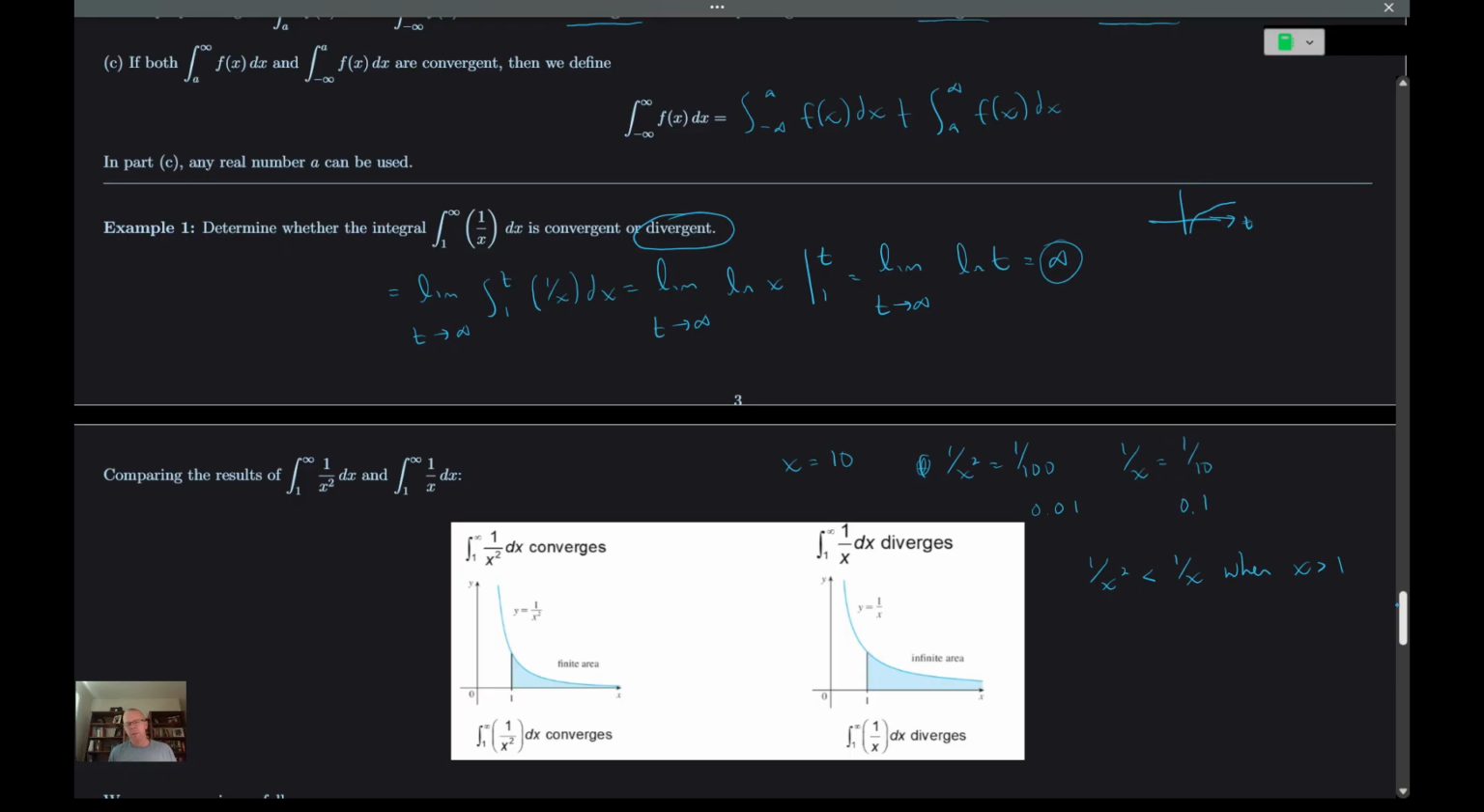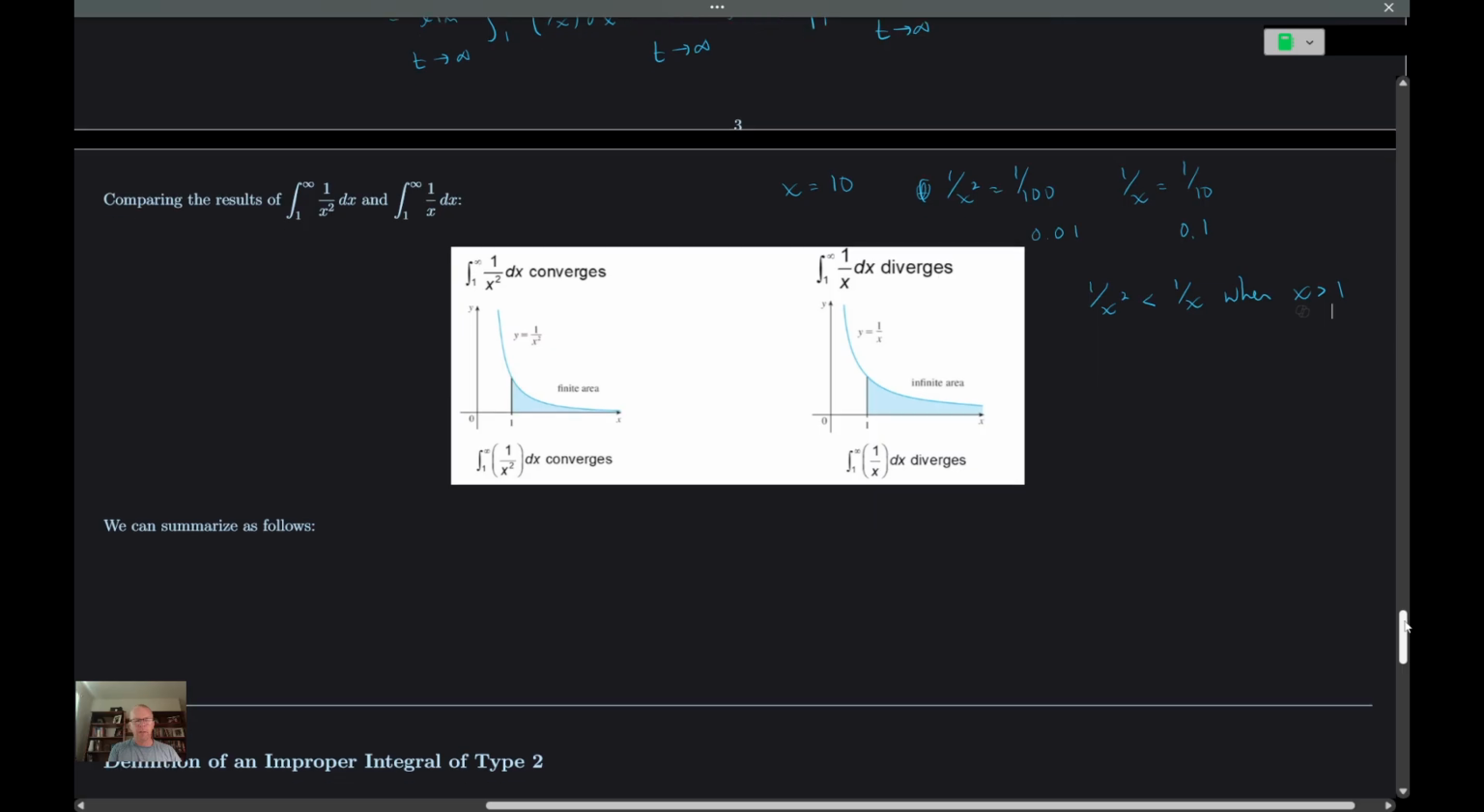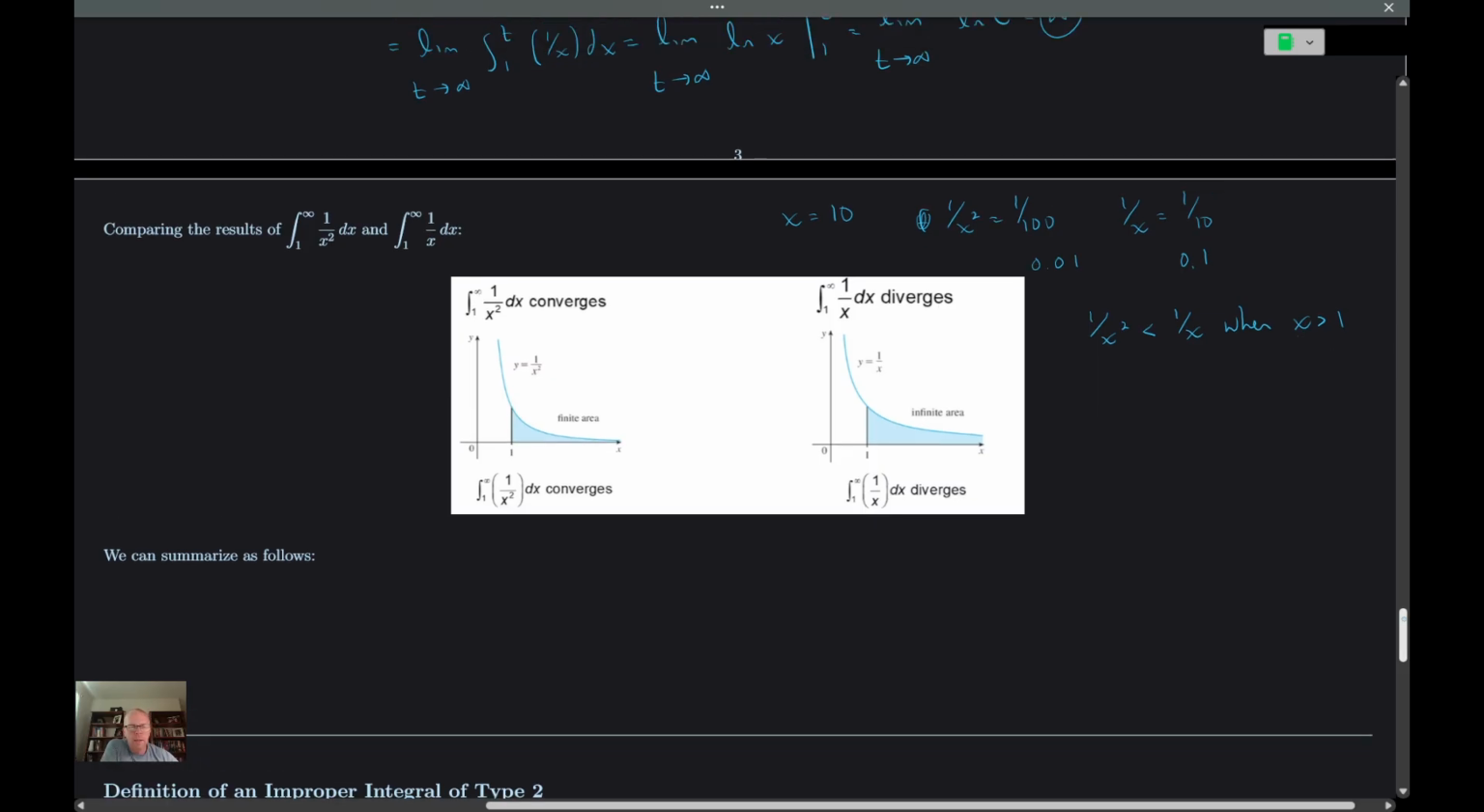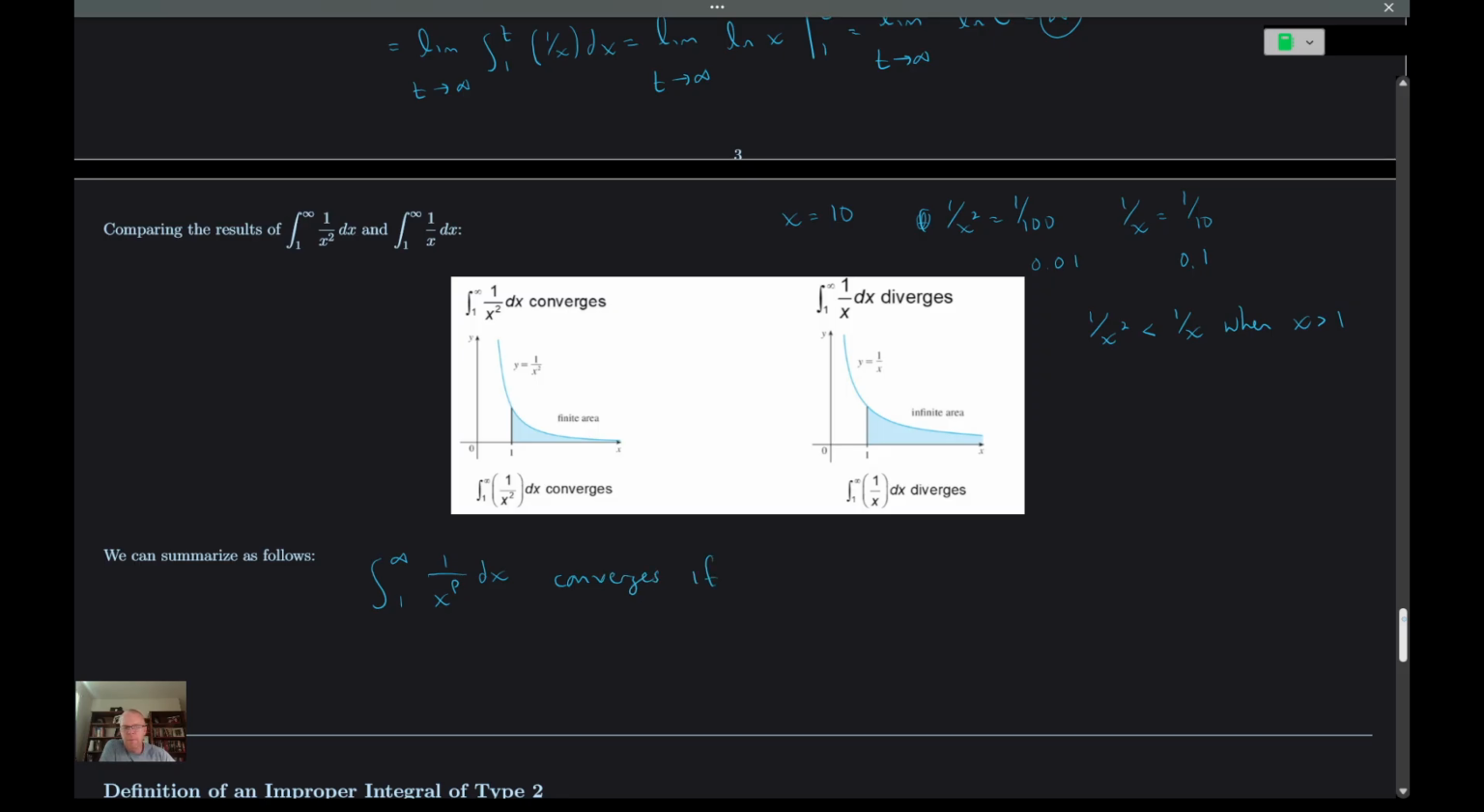So what kind of rule can we talk about? Well, we can summarize this as follows. The integral from 1 to infinity of 1 over x to the p dx converges if p is greater than 1, and it diverges if p is less than or equal to 1.